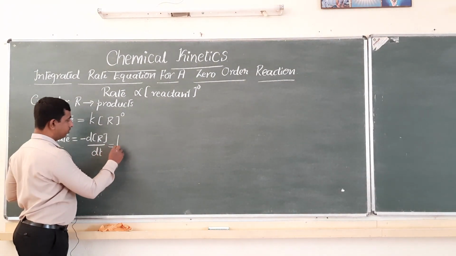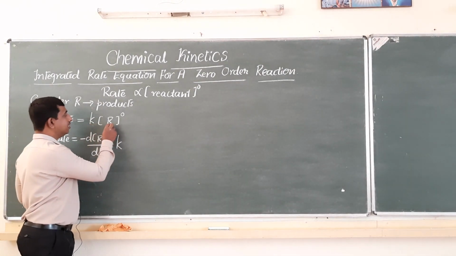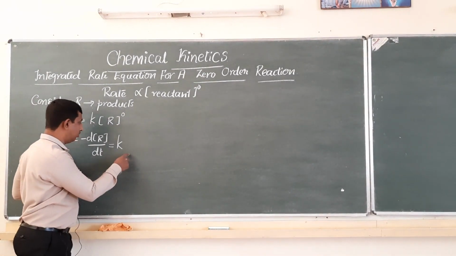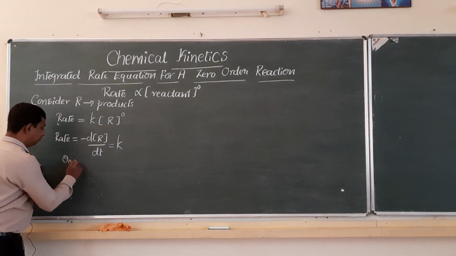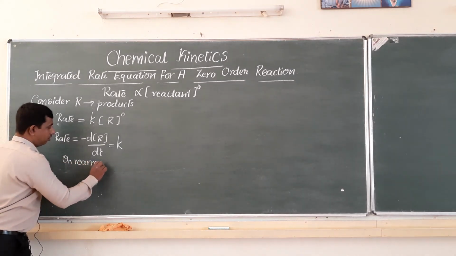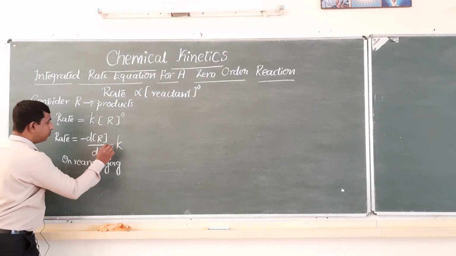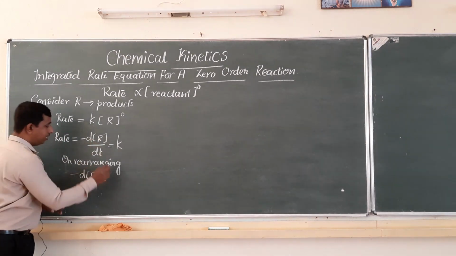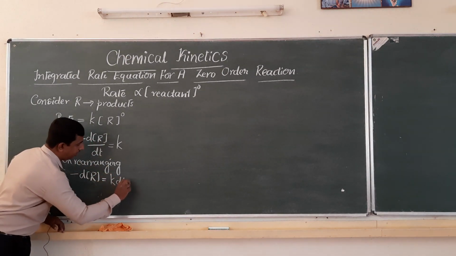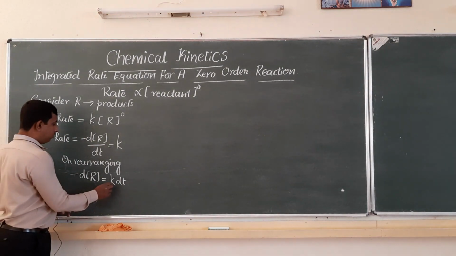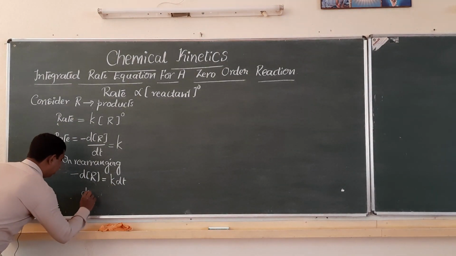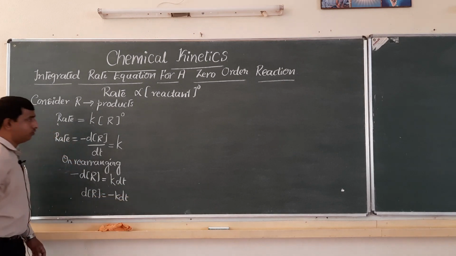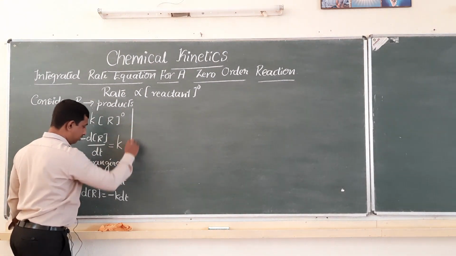It is equal to K into concentration of the reactant power 0. Any term to the power 0 means it is 1. So it is equal to K. On rearranging, or cross multiply, we will get minus dR equal to K into dt, or plus dR equal to minus K dt.